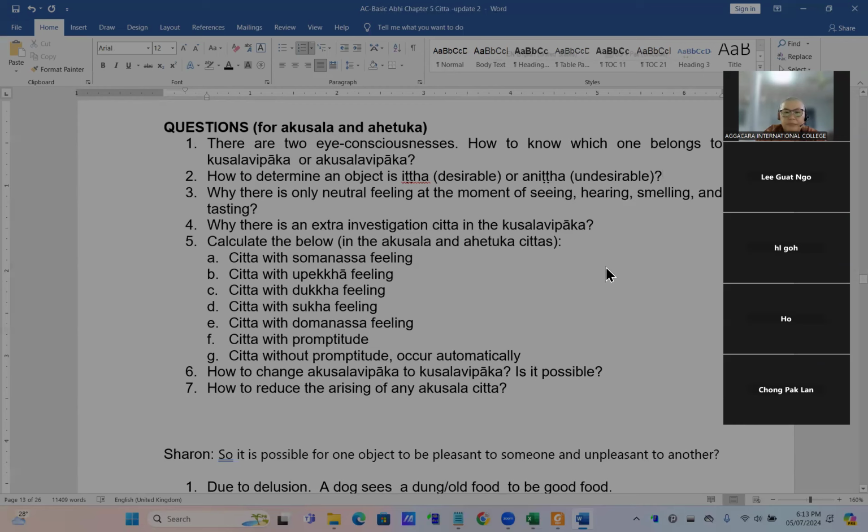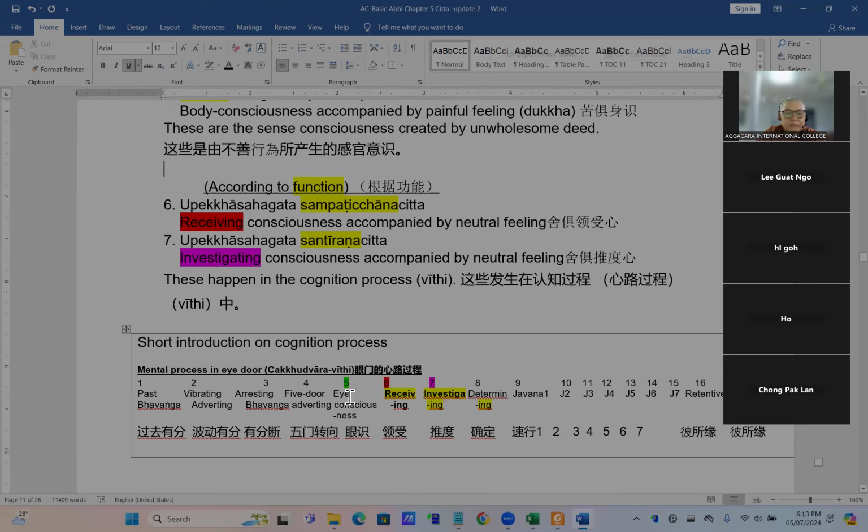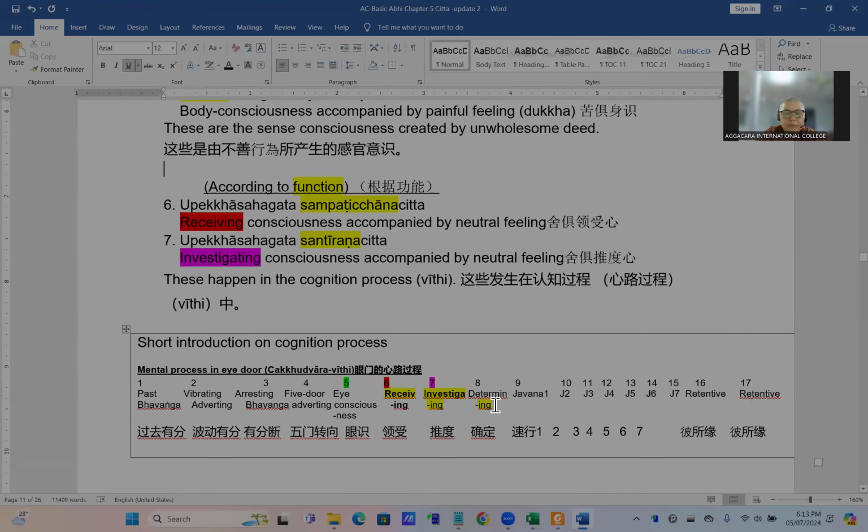Okay. Earlier on for question number 1, we know that this eye consciousness comes after the five sense door consciousness. Then eye consciousness, receiving, investigating only come down the road, right? Then we know whether the object is desirable or not desirable, not at the eye consciousness. So the purpose of eye consciousness is just seeing. I know what you want to ask. You want to know how come it's pleasant or unpleasant, right?